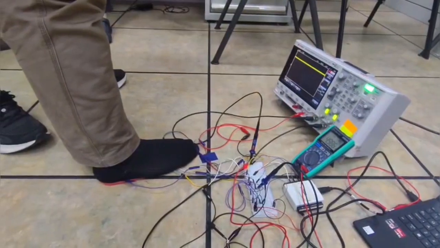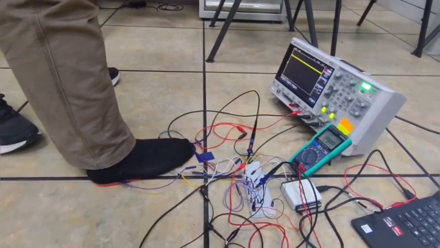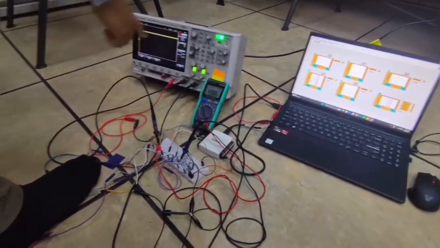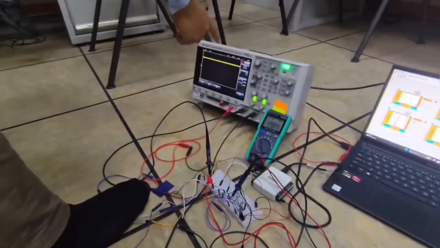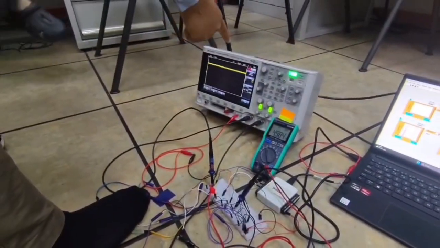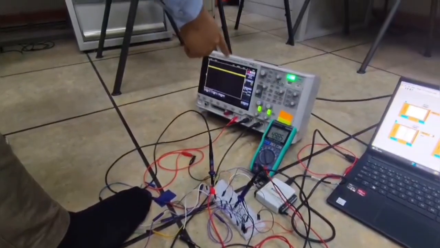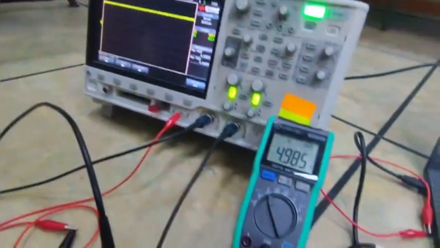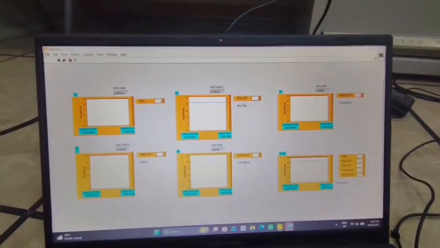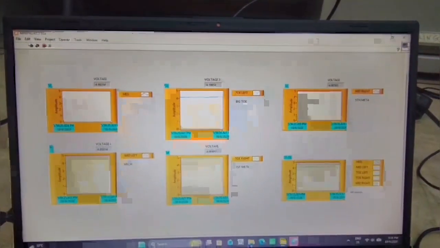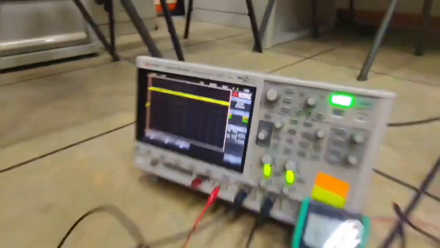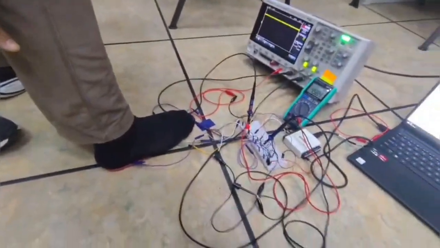Okay, this is to show the function. As I'm standing here, the view for the oscilloscope for the heel and the fifth metatarsal shows about 4.9 and 4.9, and lastly the LabVIEW shows about 4.9 or somewhere like that, so that it's consistent with the other readings on the devices.